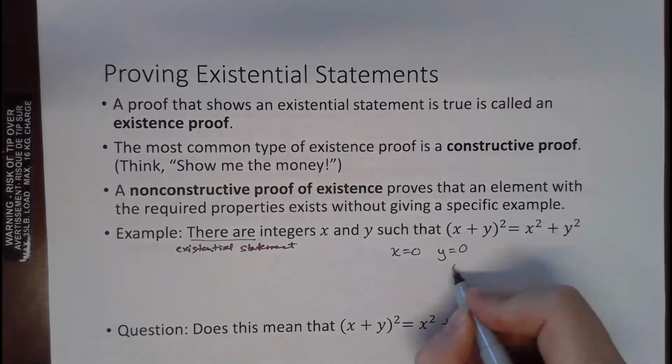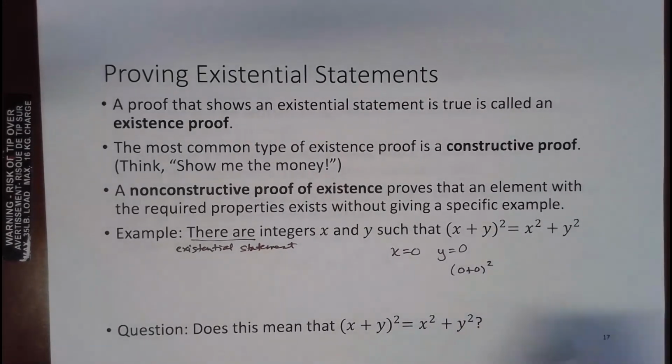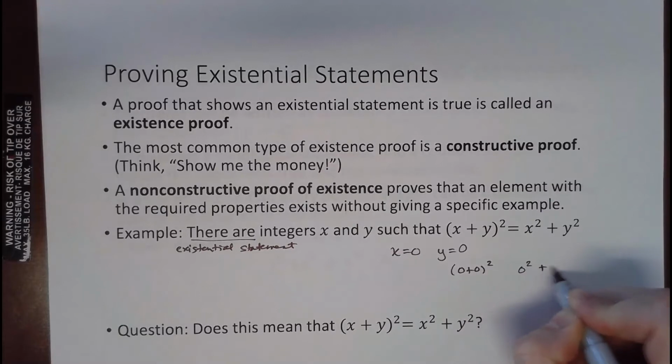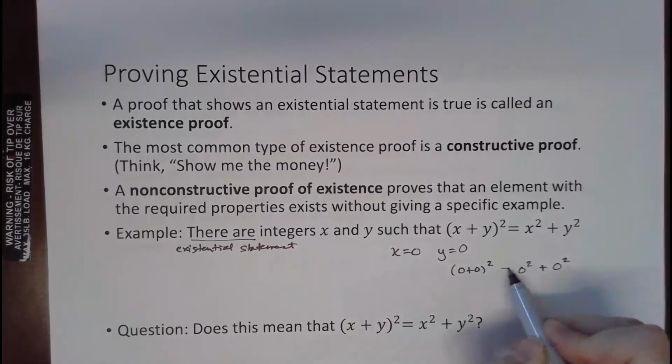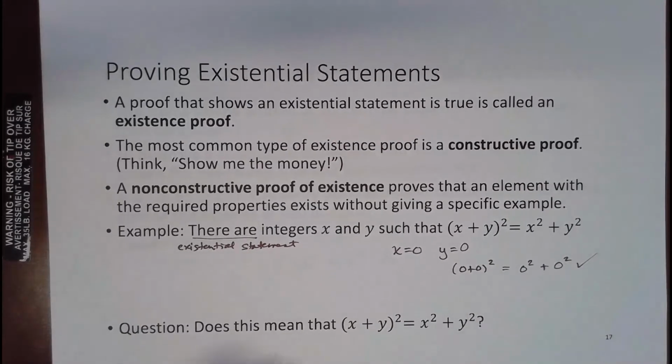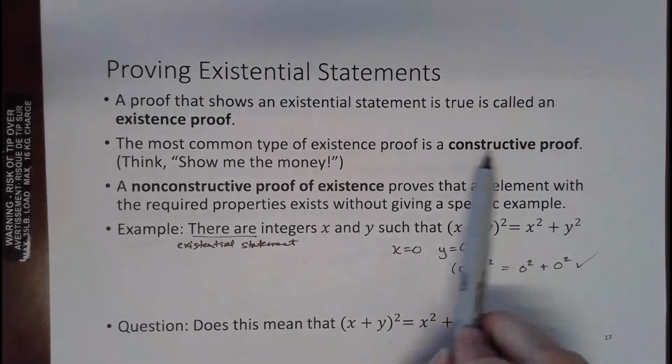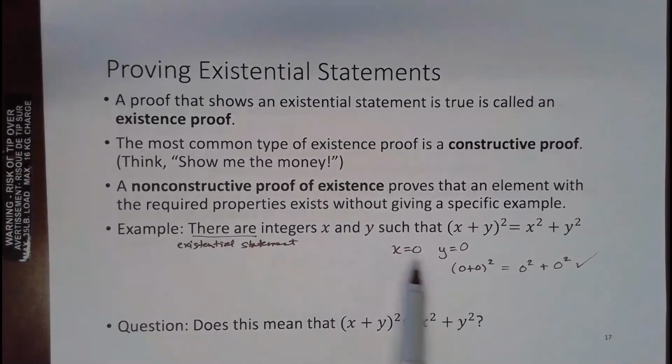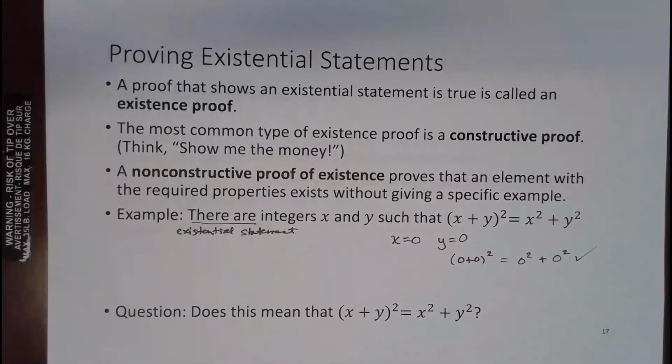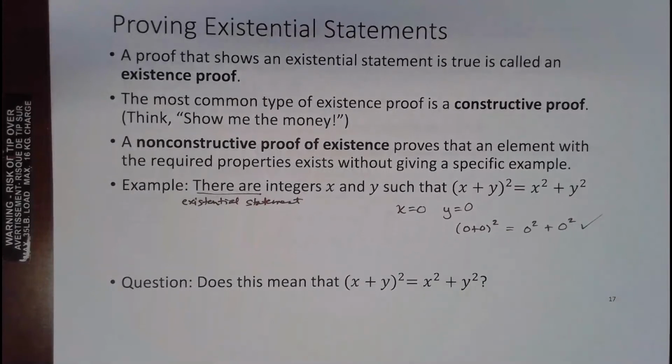So, 0 plus 0 squared, and 0 squared plus 0 squared. Indeed, those are both 0. It works. So I can prove this is true by constructively showing you a specific example that makes it true. Does that mean that, since I found this example, (x plus y) squared equals x squared plus y squared? Absolutely not.